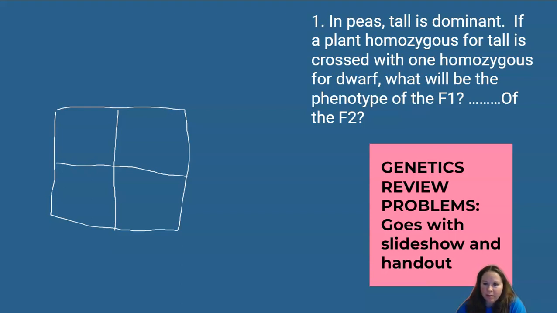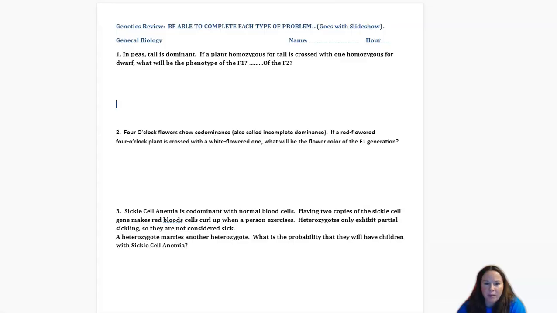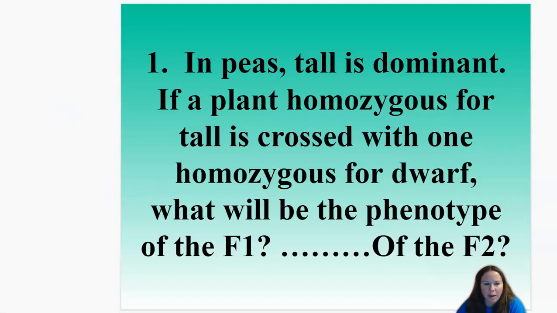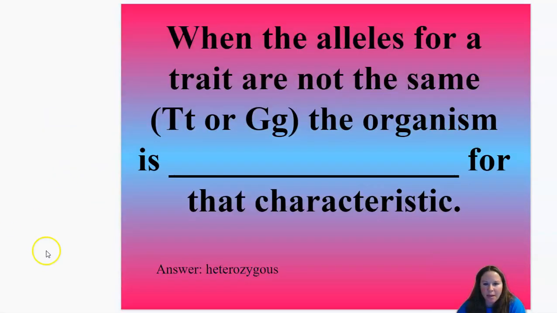Hello everyone, we're going to be doing some genetics review with all of the different problems that you've learned how to complete during the genetics unit. Test is coming up. So I'm going to be moving back and forth between this Jamboard where I can work the problems. You've been given the handout that goes with it. And there's also Google Slides, located on your Google Classroom, that also go with this and have the problems, plus some flashcards for some of the terms at the end.